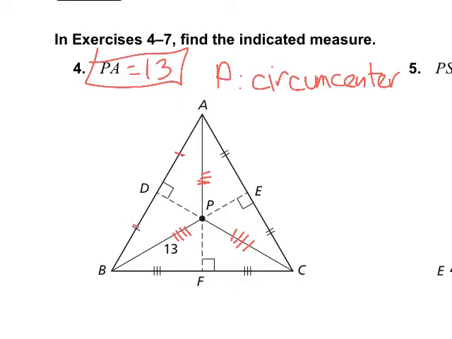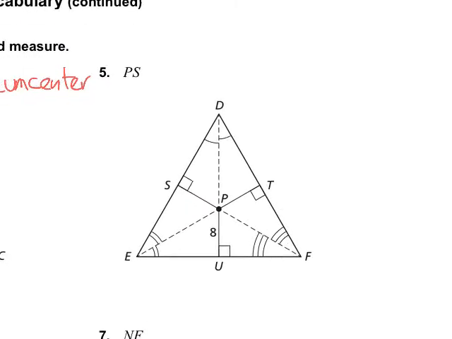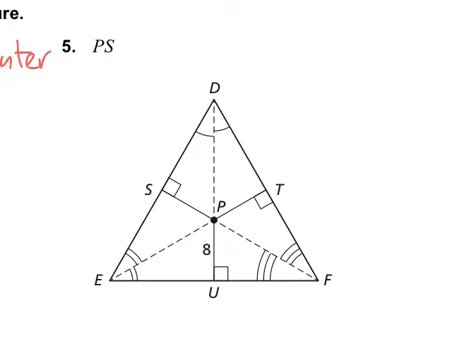All right, let's look at 5. So I need to decide what I have. I do see these perpendicular markers, but I don't see anything about them being bisectors, so I don't know that I have perpendicular bisectors. But I do see 3 sets of angle bisectors, because those show me that those angles are congruent. So my dotted lines here are angle bisectors, and 3 angle bisectors create an incenter. So P here is an incenter.